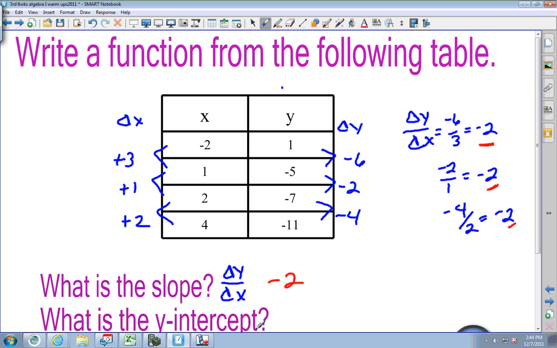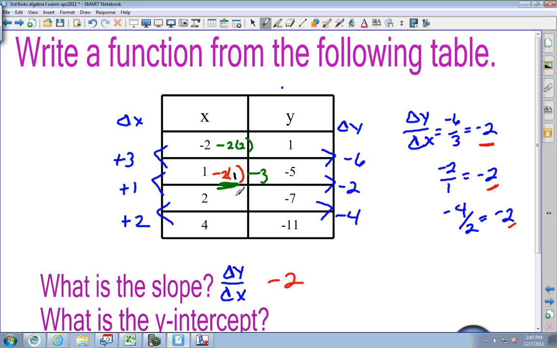Now, to find my y-intercept, I need to go in here, and it doesn't matter which one I use. I'm going to take my slope, negative 2, and multiply it by that x number. Negative 2 times 1 is negative 2. What do you have to add or subtract to negative 2 to get to negative 5? You subtract 3. Well, does that work here? Negative 2 times 2 is negative 4. And minus 3, wait a minute, what am I not doing right here?